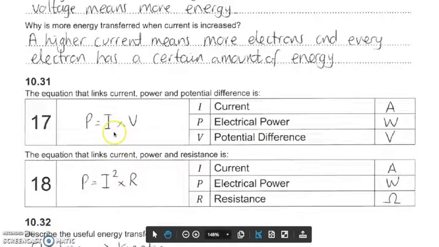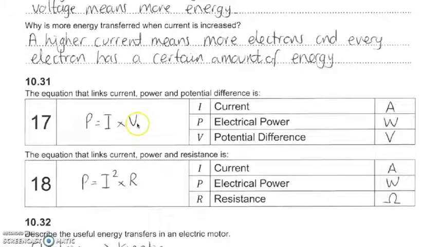Now, if we substitute V equals IR, we're going to get this equation here. Okay, so that means it becomes literally I times IR, which becomes I squared R. Again, depending on your exam, and also the opposite is true. If you substitute I is V over R, we get V squared over R being power.